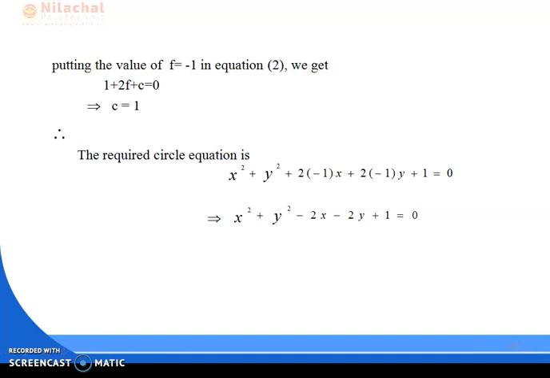So now our work is putting these values in equation number 1. What do we get now? x square plus y square plus 2 times g, which is minus 1, times x, plus 2 times f, which is minus 1, times y, plus c, which is 1, equals 0. So x square plus y square minus 2x minus 2y plus 1 equals 0. This is the required circle equation. Our question mark is the circle equation, meaning the required circle equation.